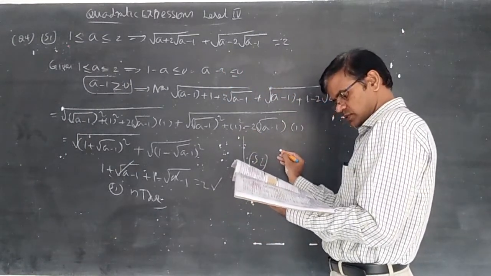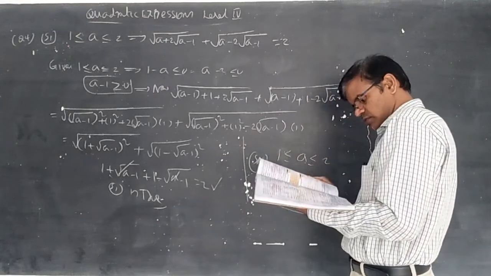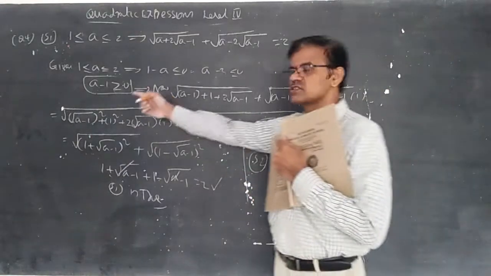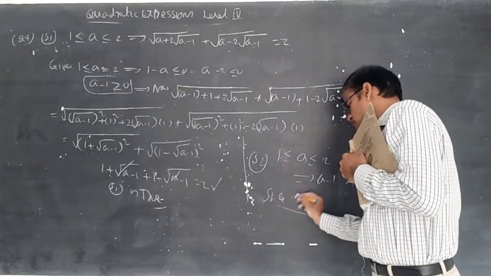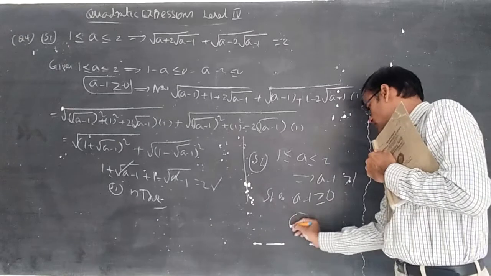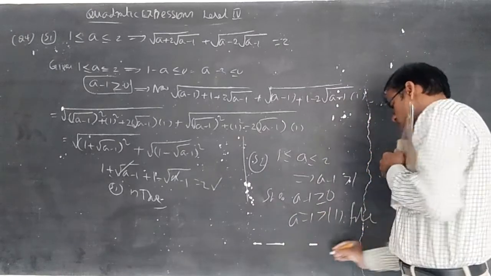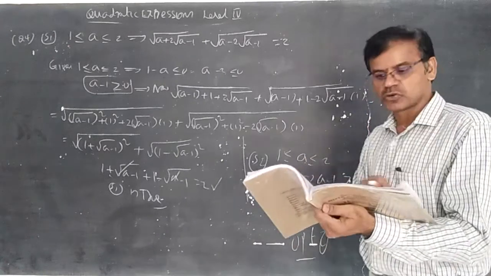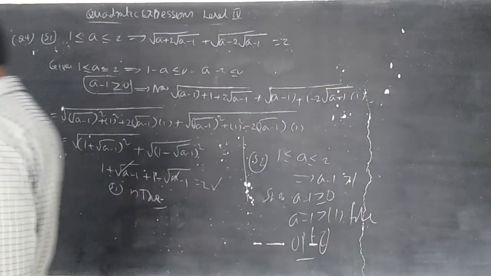Statement 2 is given as 1 less than or equal to a less than or equal to 2. That implies a minus 1 greater than 1. But we already got a minus 1 greater than 0. Since a minus 1 is greater than 0, a minus 1 greater than 1 is false. So option C, that is statement 1 is true and statement 2 is false. Yes, 24th question, option C.